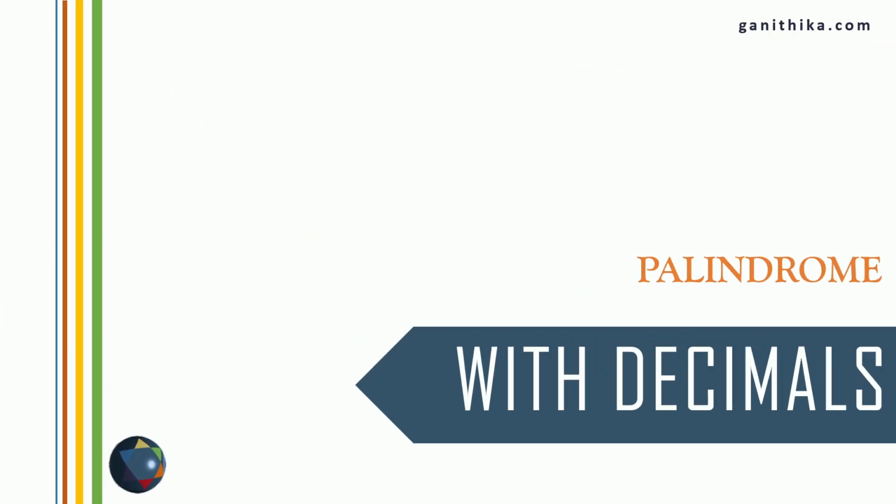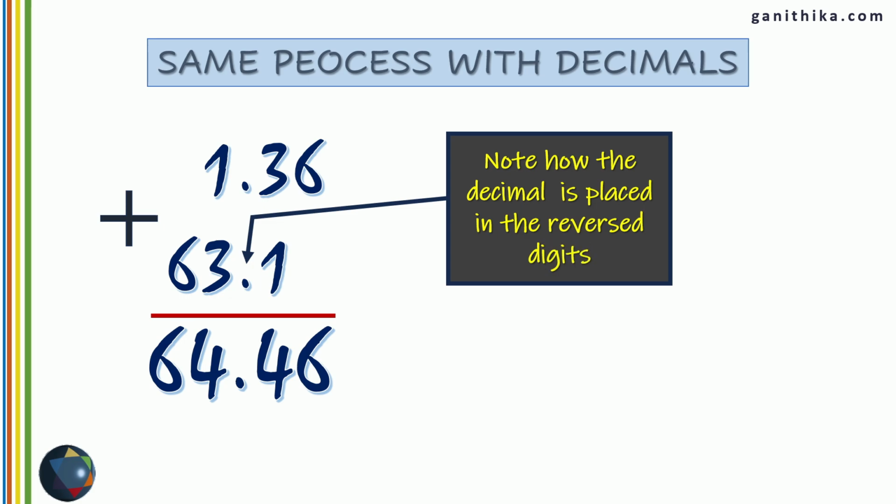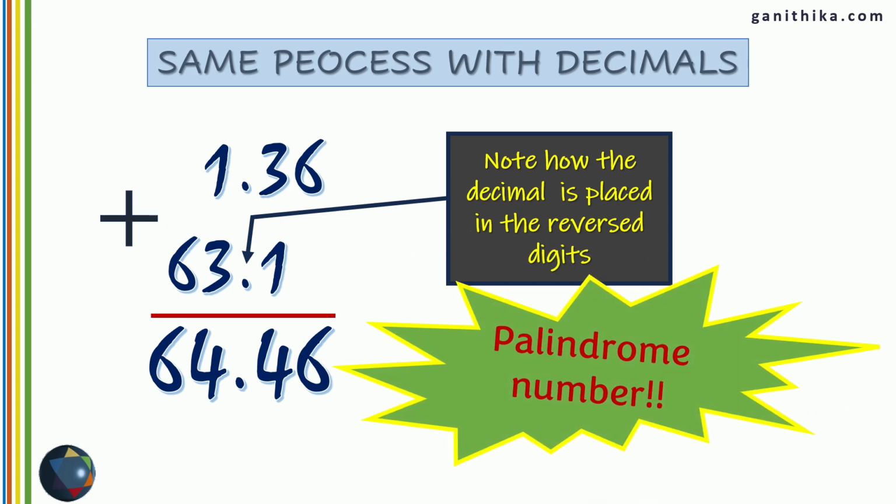Now let's do the palindrome process with decimals. Consider some decimal number, say for example 1.36. Reversing the decimals is 63.1. Be careful how the decimal is reversed. The decimal is placed in the same place as in the original number, between 1 and 3, and therefore in the reversed number it will be between 3 and 1. And you got a palindrome number, 64.46 on both sides. In one iteration you got it.